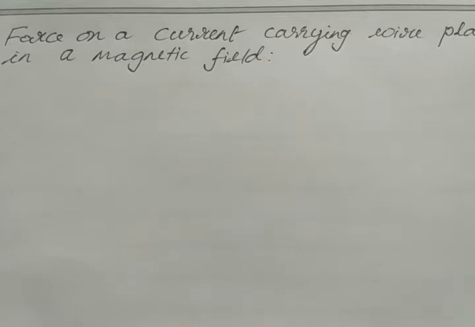right? So today we are going to study when a current carrying wire or current carrying conductor is placed in a magnetic field, how much force is acting on that current carrying wire. In previous class, we also studied about the magnetic force, right? F equal to Q V cross B. So what is that force? That force is nothing but force acting on one charged particle.